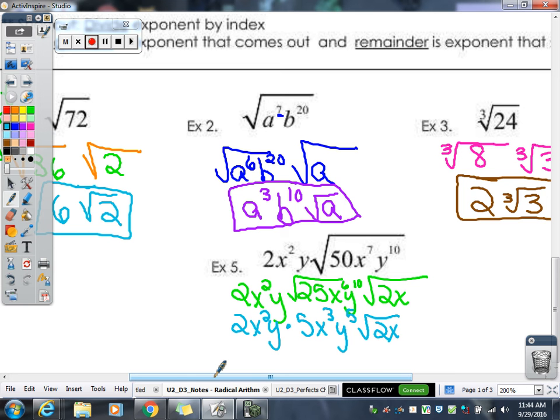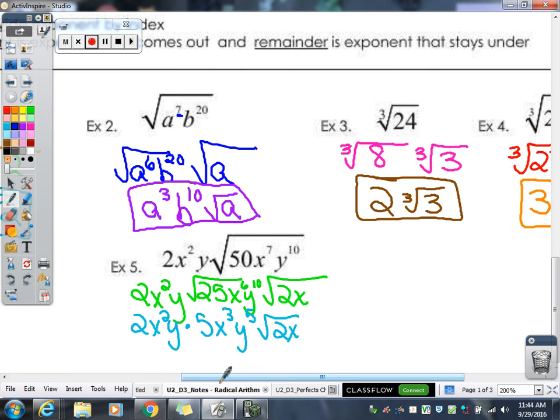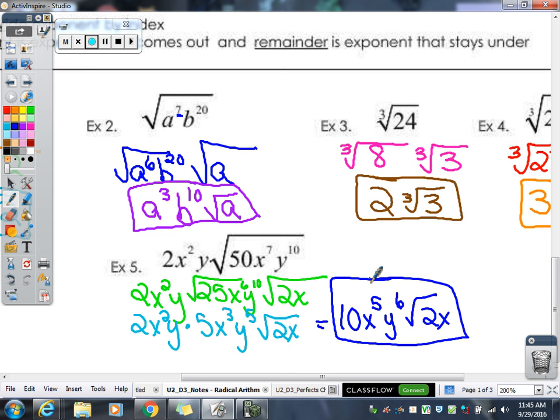And now we just need to multiply our things out in front. 2 times 5 gives us a 10. X squared times x to the 3rd would be x to the 5th. Remember, when we're multiplying like that, we add our exponents. Y to the 1st times y to the 5th is y to the 6th. And then we got our square root of 2. So that one is our final answer.